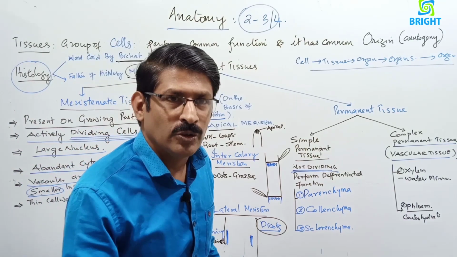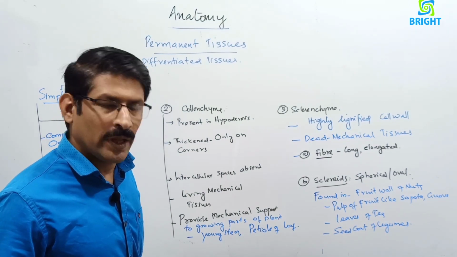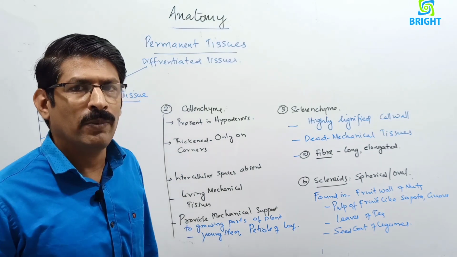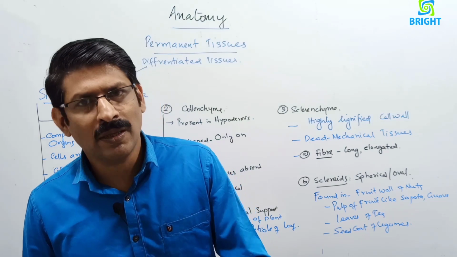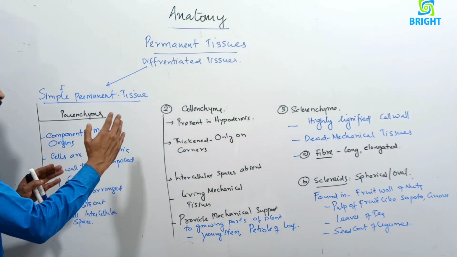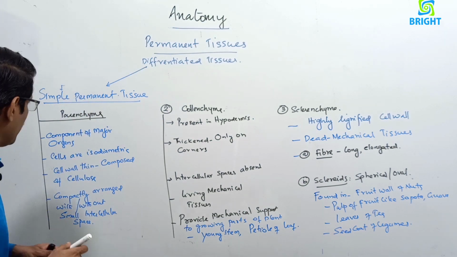the permanent tissues. Permanent tissue can be divided into simple permanent tissue and complex permanent tissue. Simple permanent tissues are differentiated tissues. They perform specified functions, and they are derived from the meristematic tissue. Simple permanent tissue can be divided into 3 major types present in the plant body: parenchyma, collenchyma, and sclerenchyma.